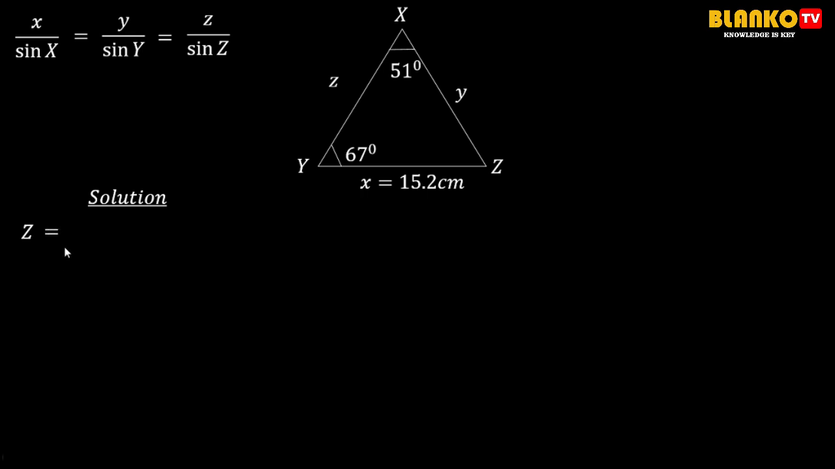So z is equal to 180 minus 51 minus 67. Why? Because all the angles in a triangle add up to 180. So to solve for the angle at point Z, we subtract 51 and 67 from 180, and that gives us 62 degrees. So the angle at point Z is 62 degrees. I hope you are following it.